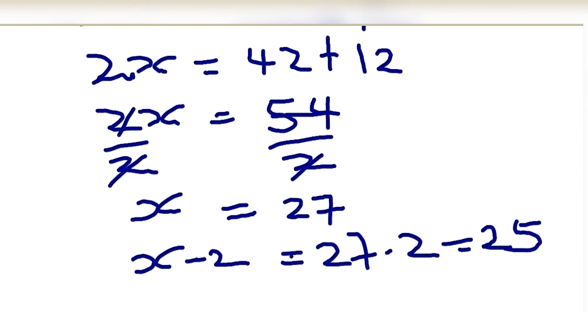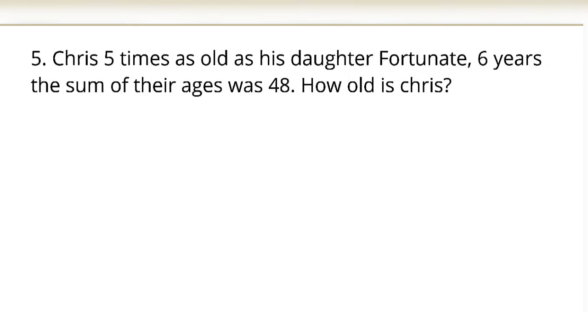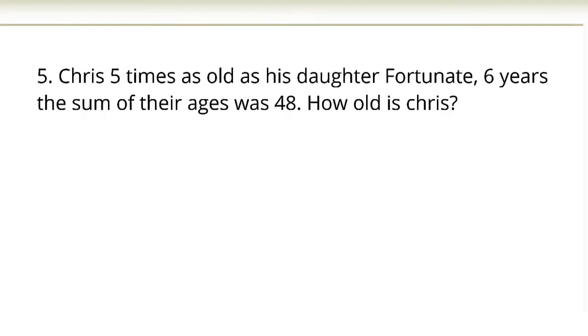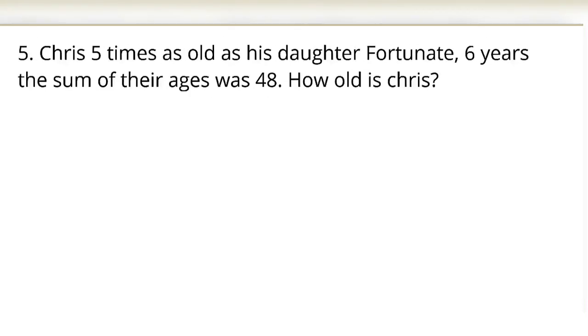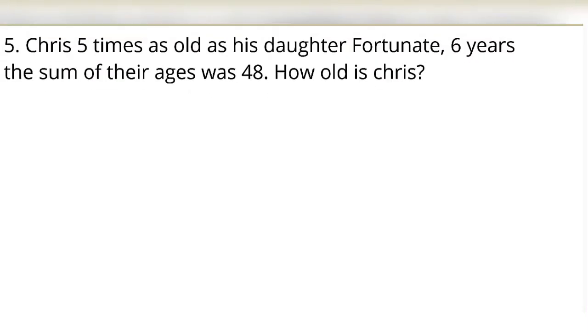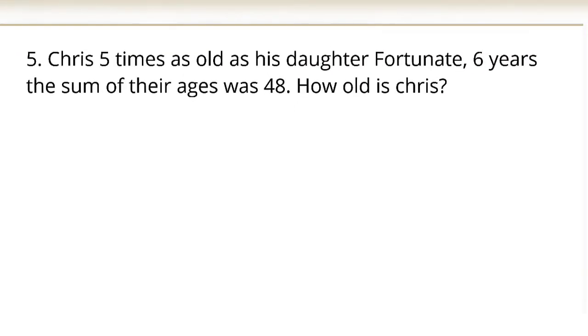Let us go to example number 5. Number 5 is saying that Chris is 5 times as old as his daughter Fortunate. 6 years ago, the sum of their ages was 48. So how old is Chris? How old is Chris if the sum of their ages 6 years ago is 48? So let C represent Chris and F represent Fortunate.